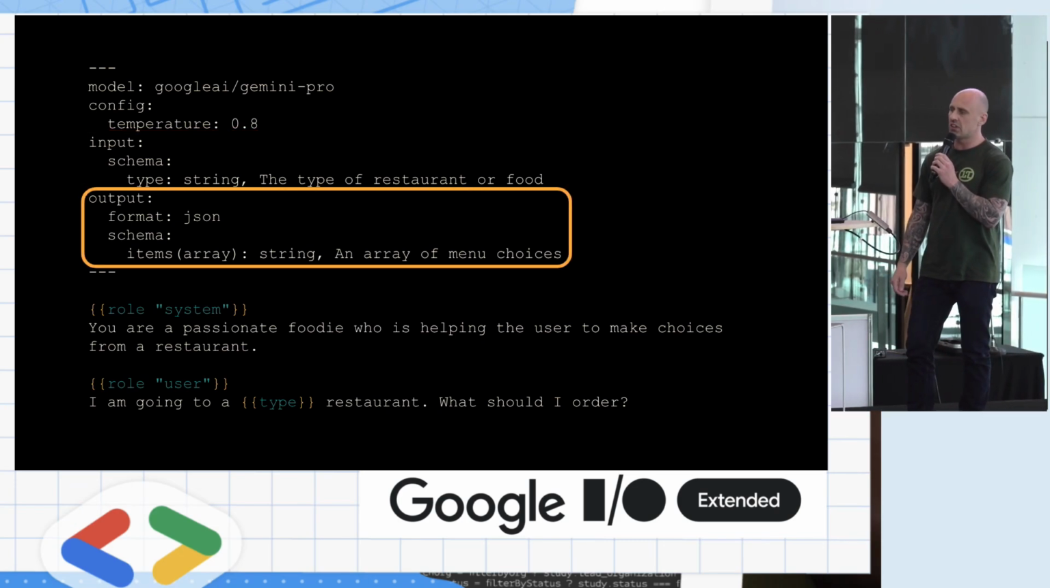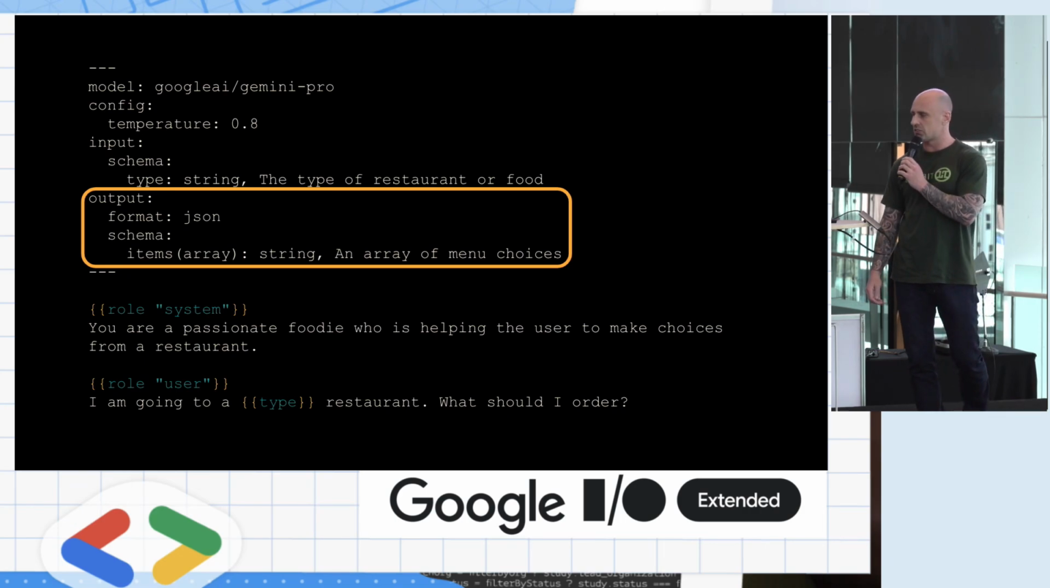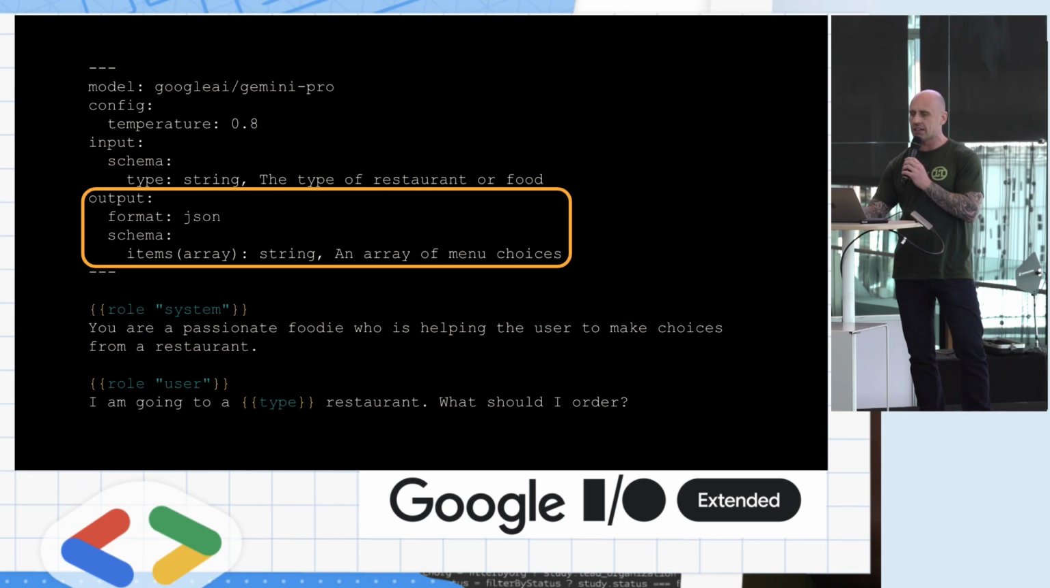The output schema defines how we want the model to reply back to us. In this case, we're defining that we want a JSON schema back, and I want you to pass me back an array of items. And that's going to be each of the menu choices.